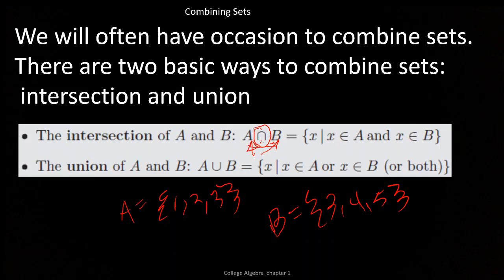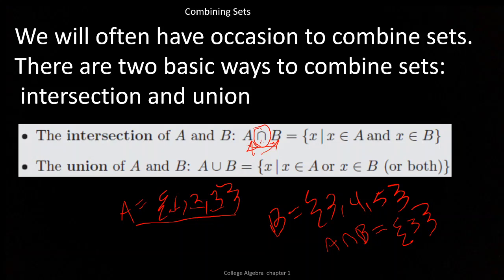So for example, in our example, A intersect B will be, well, 1 is not in B, 2 is not in B, 3 is in B, so we put 3 and we're done. So we start with one set and then go through the members and see if we see them in B. If we see them in B, we put them in the set A intersect B. So that's the set A intersect B.